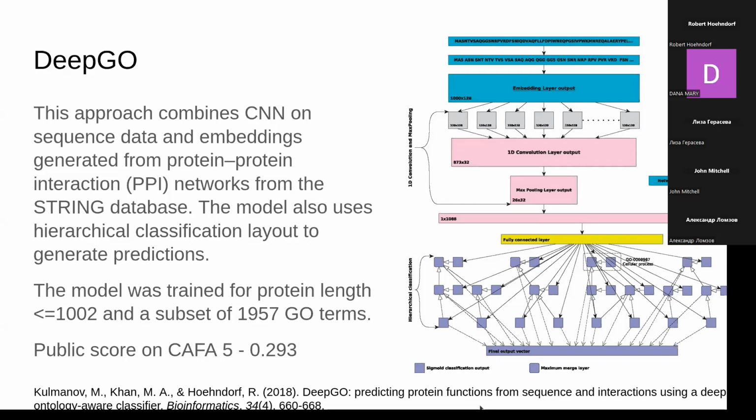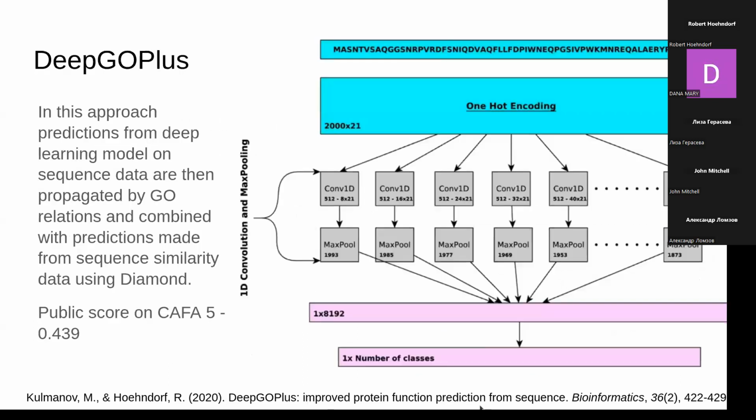Another approach developed by this lab is DeepGo Plus. In this method, as you can see, they get rid of the hierarchical classification layer, because it's computationally expensive and complex. They also get rid of 3-grams, and they use only a one-hot encoding layer instead of the embedding layer.